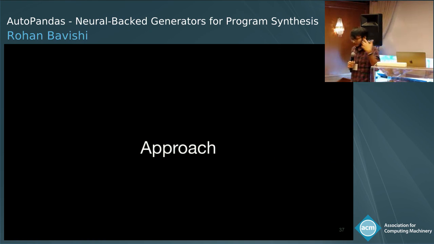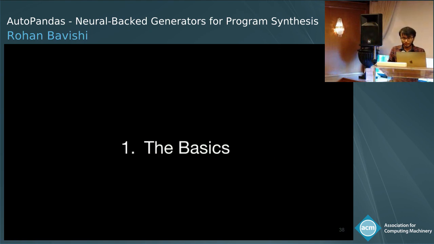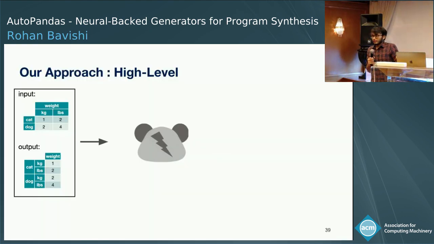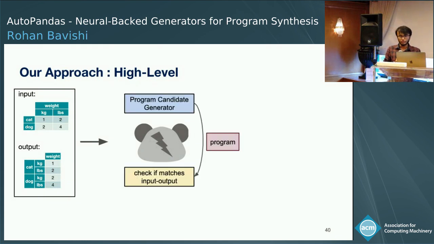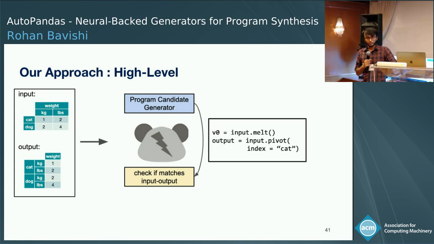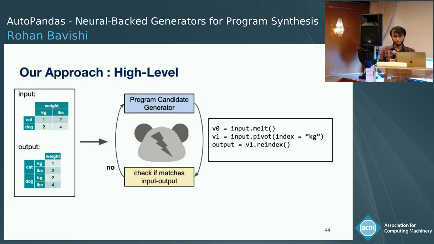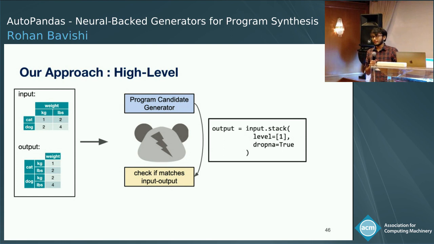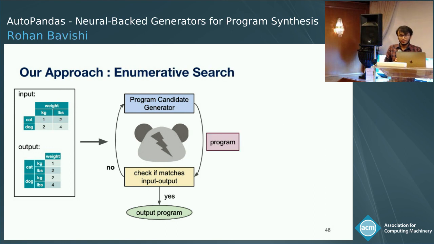So let's dive into the approach we take in this paper that maybe can solve these problems. So first, the basics. Given an input-output example, our system AutoPandas basically uses a program candidate generator that keeps generating programs and checks whether they match the output or not. So say this is the first program that comes up. It runs the program on the input and checks if it matches the output. If not, it goes back to the generator and keeps asking for programs many times until it returns something that actually does produce the desired output, and just returns that as a possible solution. It's fairly simple. It's just basic enumerative search.